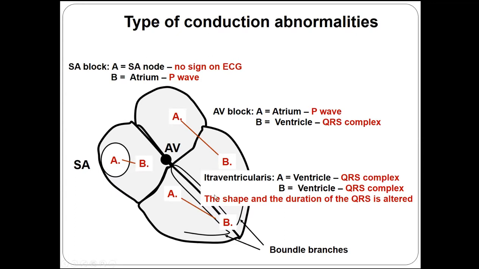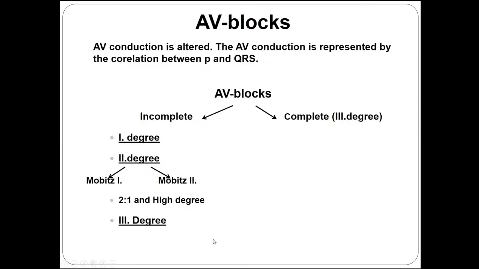Intraventricular conduction abnormalities: we have bundle branches inside, the right and the left one, and these can be blocked. And of course, we have the A and B points located inside the ventricle. So what we see is widening of the QRS, and the morphology of the QRS is altered. So only the QRS should be evaluated when we want to see any kind of intraventricular conduction abnormality. Now, let's start with the AV blocks. Okay, the AV blocks.